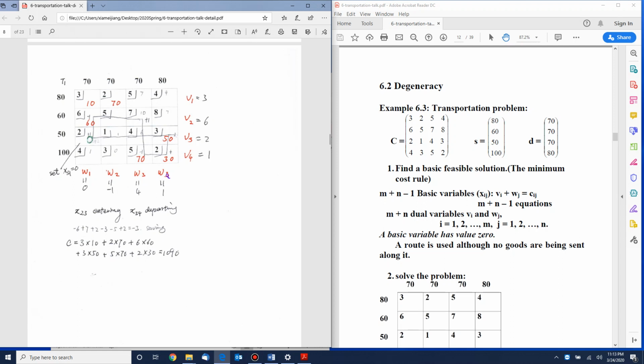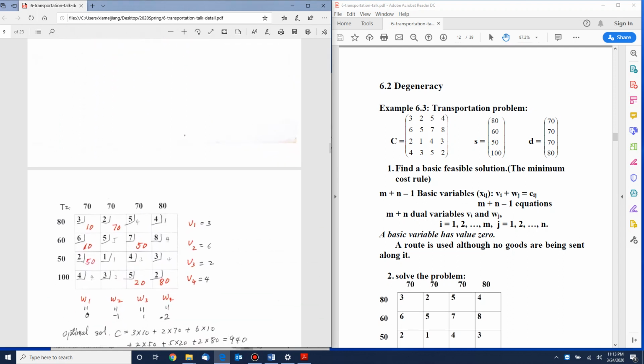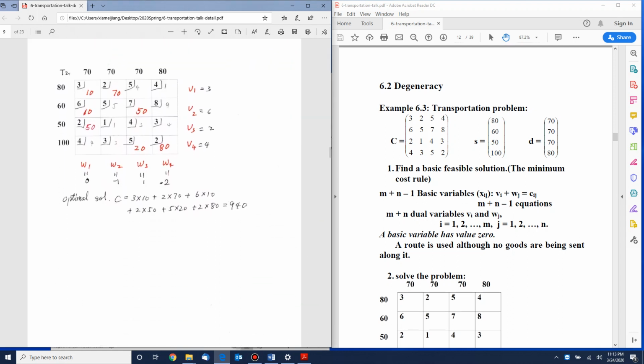Now we are going to make up this change to form the Tableau 2. When we form the Tableau 2, you could find out x11, x12, x21, x23, x31, x43, x44 are basic variables. How many basic variables here? We have 7 of them. And when we have 7 of them, we don't have degeneracy here anymore, right?